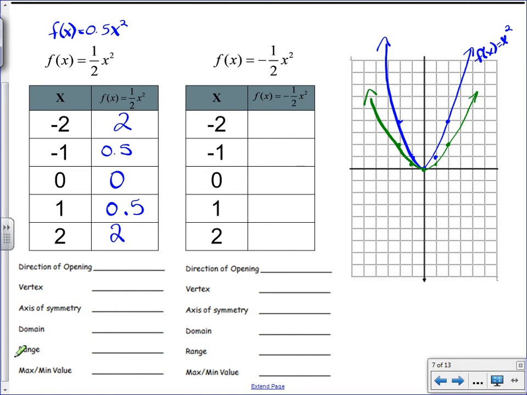Okay, doing this information here. David, what is the direction of the opening here? What's my vertex, Nick? Good. Axis of symmetry, Nick? That's not how I write it. x equals 0. Good. Nathan, my domain. Good. Okay, what would my range here be, Caitlin?